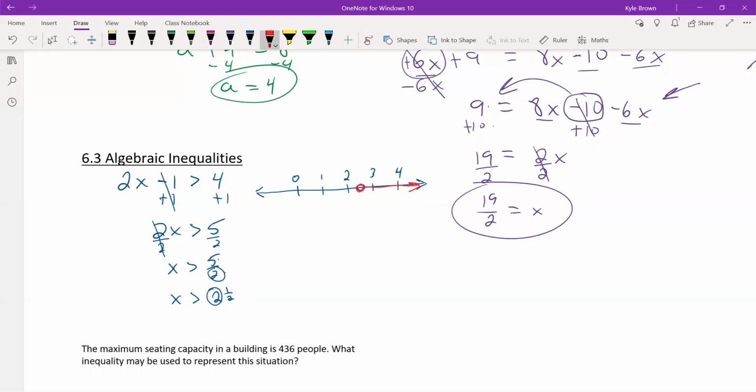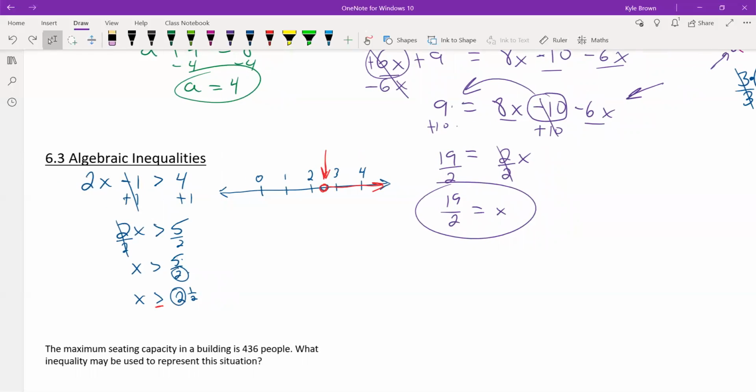The reason it's an open circle is because it's just greater than. What that means is it doesn't include the point 2.5. If this was greater than or equal to, right from the beginning, everything would be the same, but this would just be a solid dot. It just means you also include that point, okay? All right, so hopefully that makes sense. That's the gist of it. I won't go too much more into that.